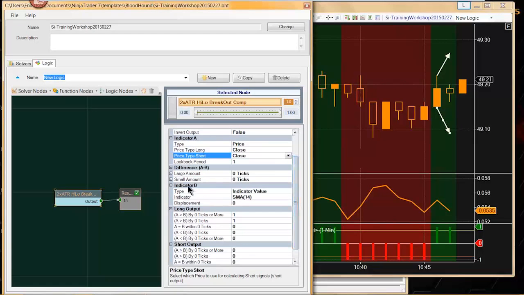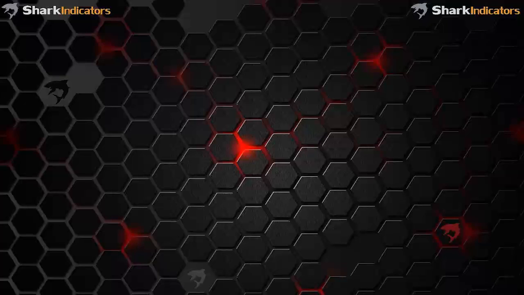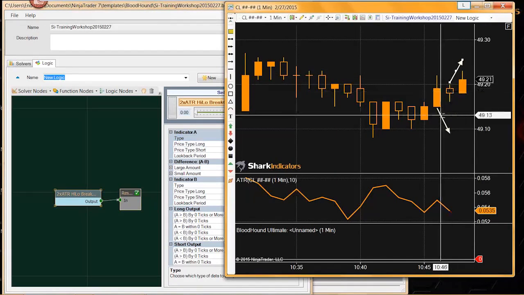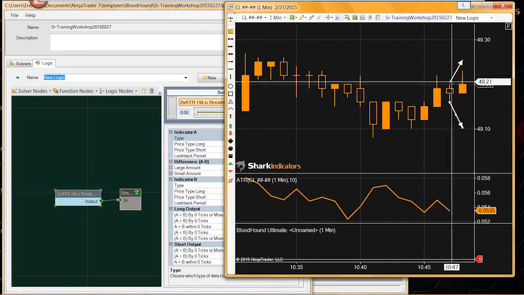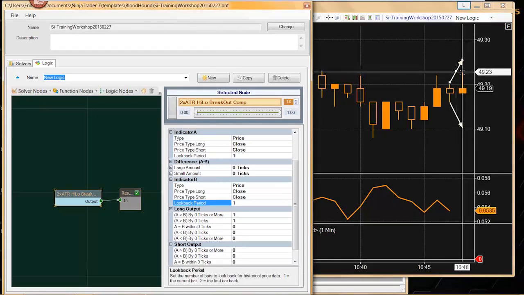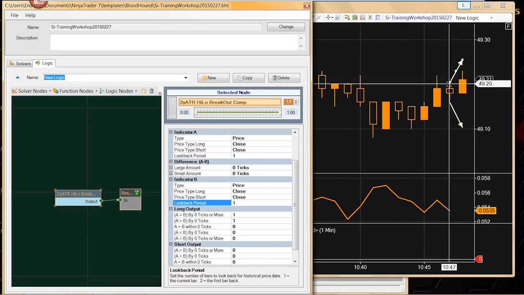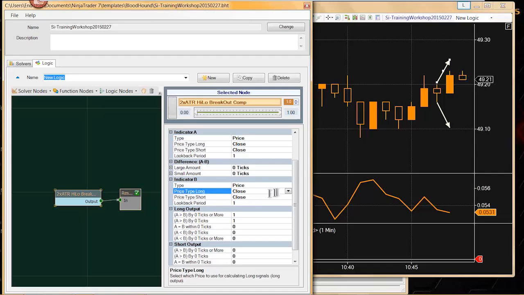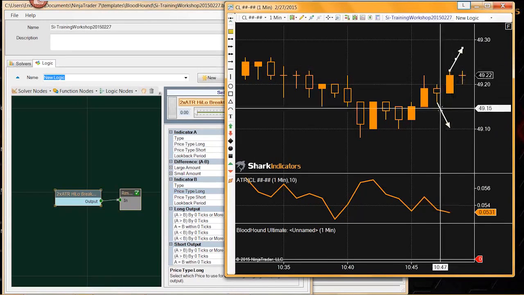And then indicator B is also going to be set to price, but this time we're taking the closing price of the current bar, so I'm always going to have to keep shifting my arrows. We're taking the closing price of the current bar and comparing it to the previous bar, to one bar back. To get a long signal, we want the closing price to break above the high price. So we're using the high price of the previous bar to generate a long signal. So for the price type long, we're going to use the high price.